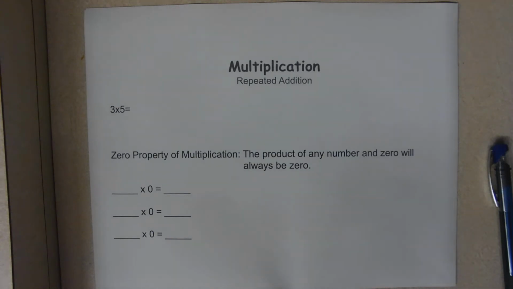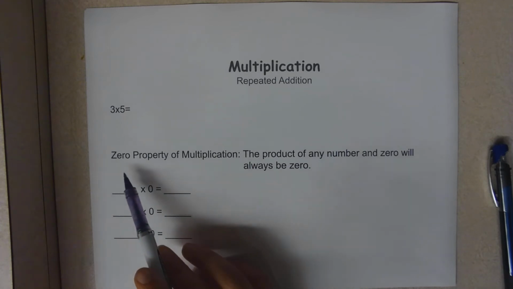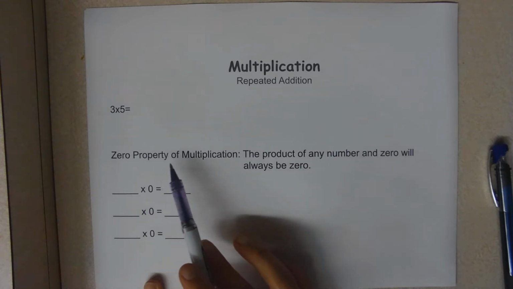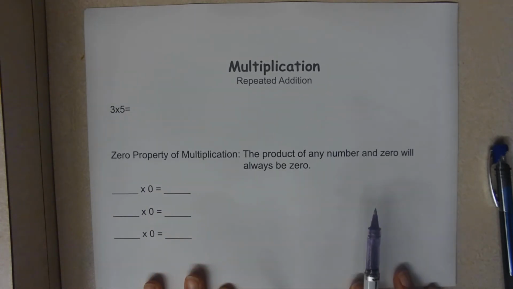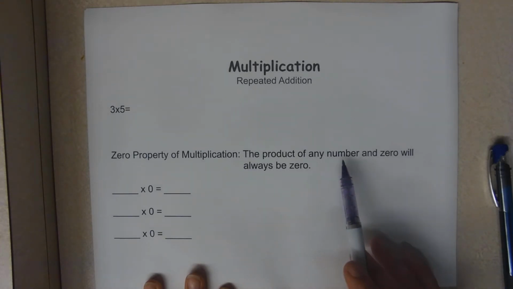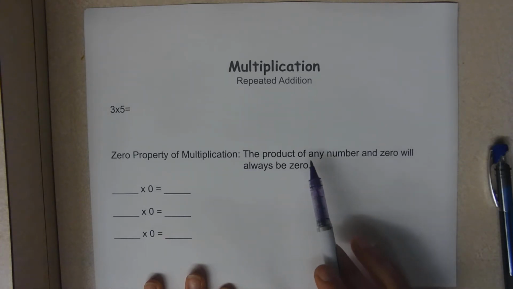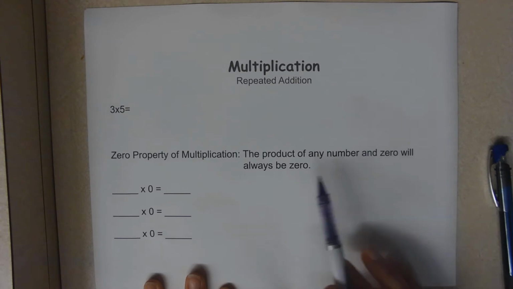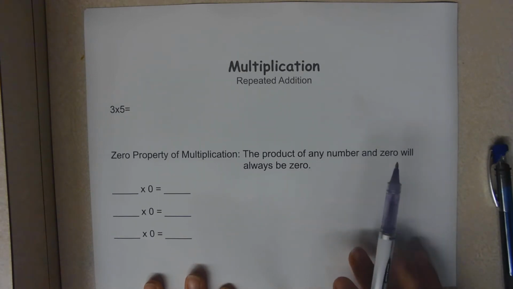Hello boys and girls. Today we will be working on multiplication, and more specifically we will be working on the zero property of multiplication. And this just says that the product of any number, or the answer of any number and zero, will always be zero.